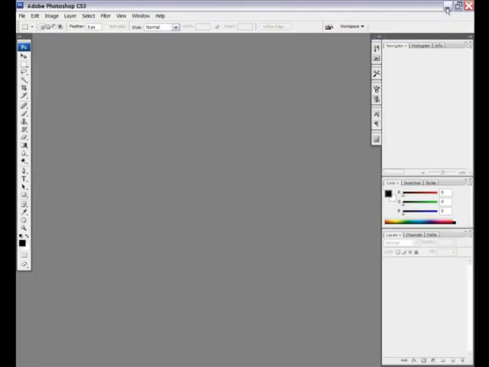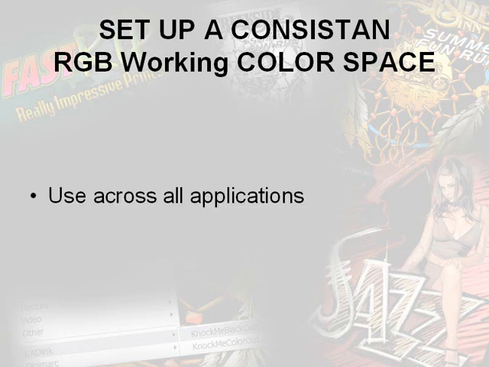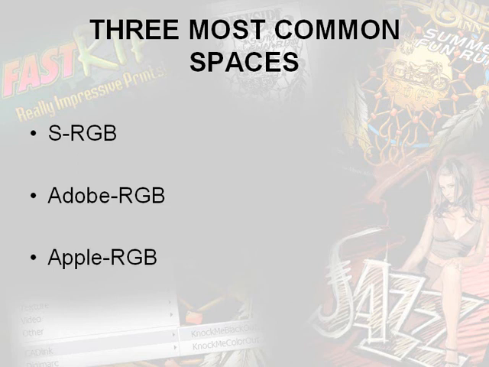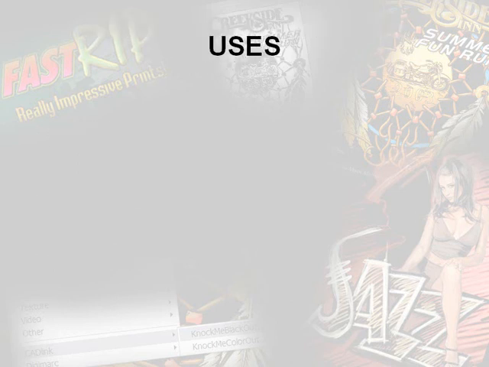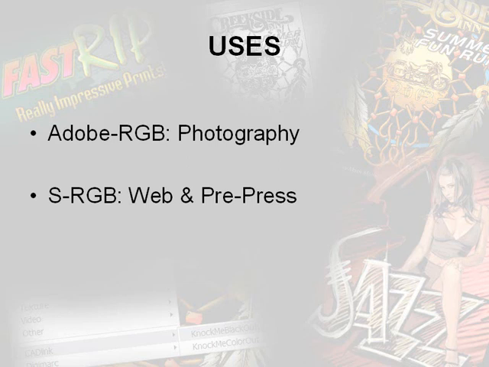Okay, so when you're using multiple software applications on your computer, it's a good idea to decide on a standard RGB working color space that can be used across all these applications. The three most common RGB color spaces are sRGB, Adobe RGB and Apple RGB. Adobe RGB tends to be most popular with photographers. sRGB is more commonly used as a web standard and by pre-press people. And Apple RGB is also more commonly used by pre-press.